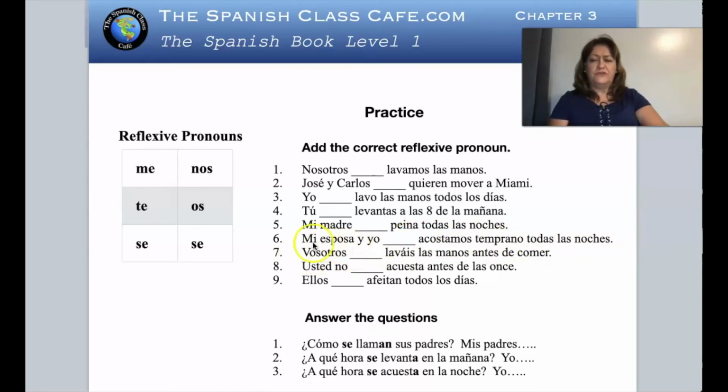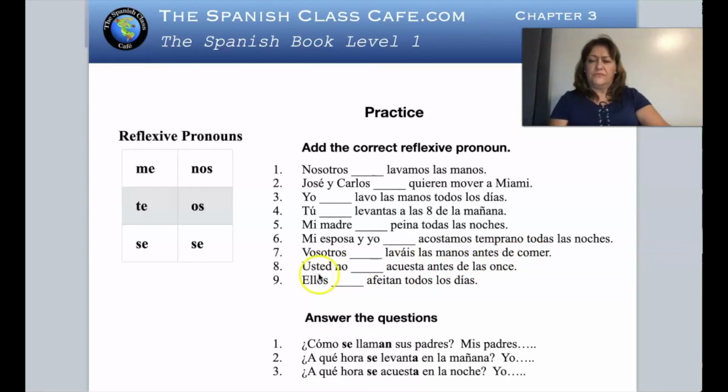Vosotros. This is a person that is used in Spanish. Latin people do not use vosotros, but in my lessons we practice vosotros, and you are going to get familiar with vosotros. Vosotros goes right here. Then it is vosotros, os. Os laváis las manos antes de comer. What it means is, you all, the informal way, right? You all wash your hands before eating.